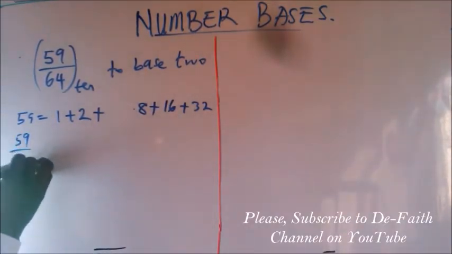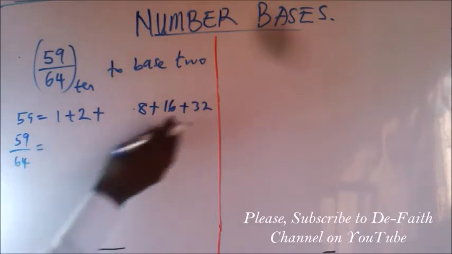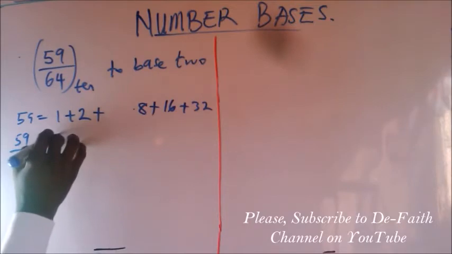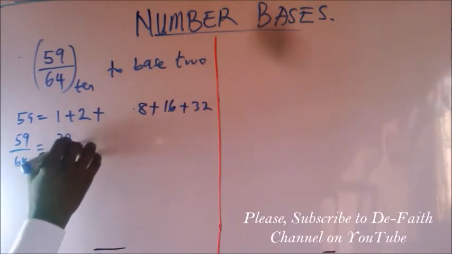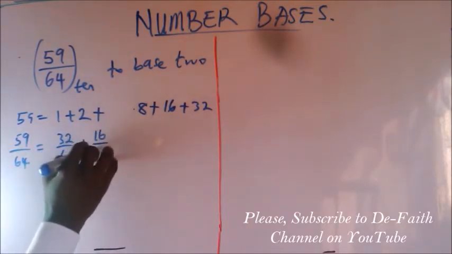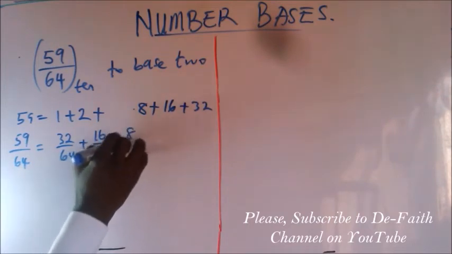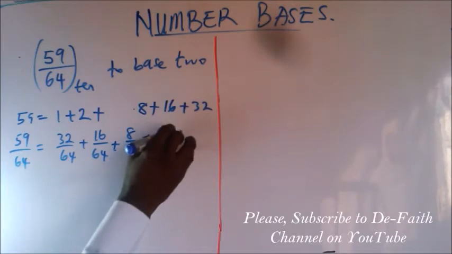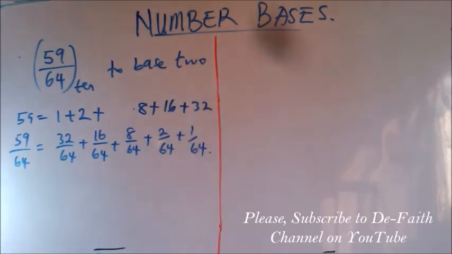59 over 64 is equal to, we arrange it in descending order. So 32 over 64 plus 16 over 64 plus 8 over 64 plus 2 over 64 plus 1 over 64. Please take note that the 4 that we removed from here will be replaced in one way or the other as we proceed. We'll break this down to the simplest term.